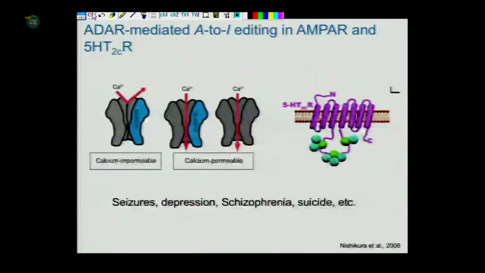So I'm running out of time, so I'm going to wrap up just to tell you that this kind of RNA modification can change the channel properties in the brain, can change the signal transduction efficiency in the brain, and the abnormalities of these modifications have been associated with seizures, depression, schizophrenia, suicidal behaviors, etc.